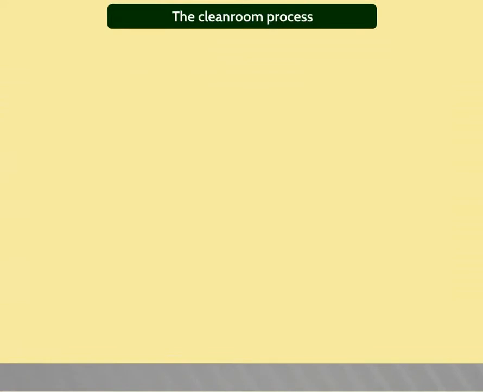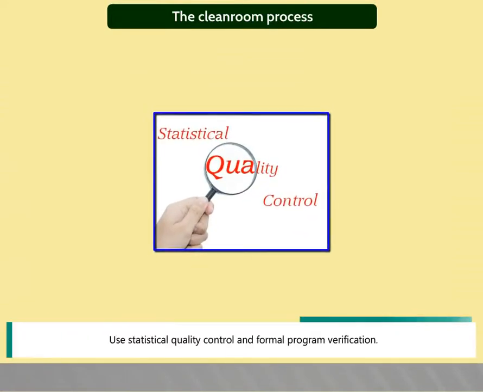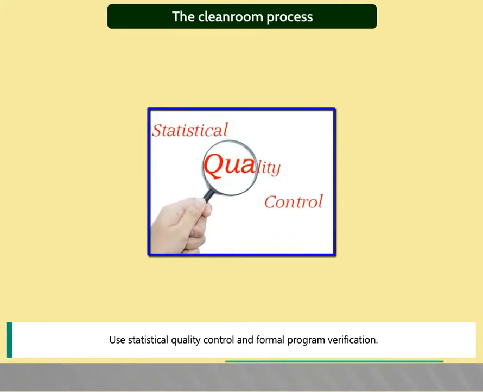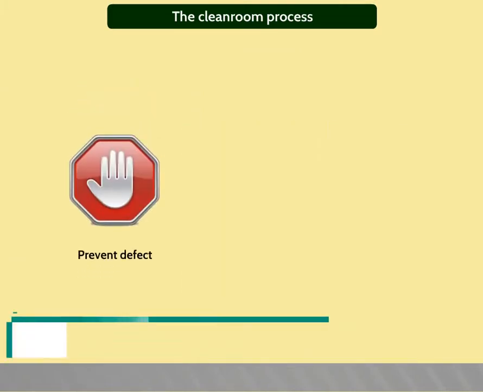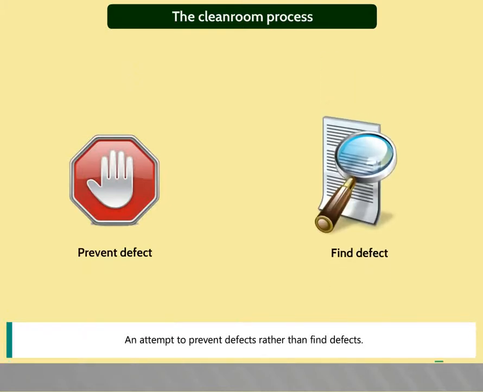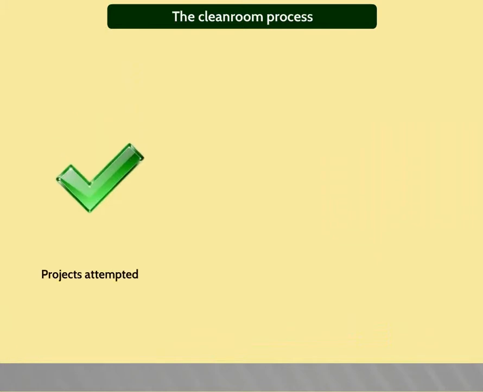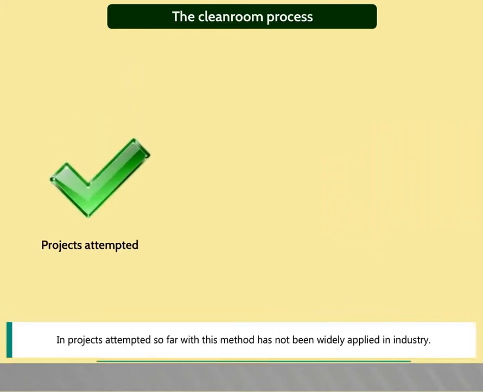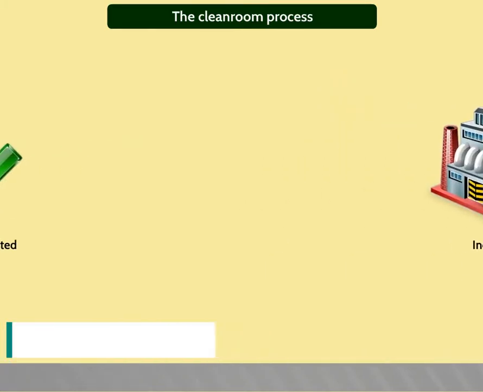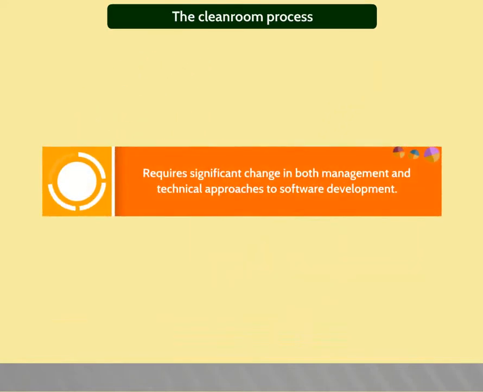The clean room process. Use statistical quality control and formal program verification. An attempt to prevent defects rather than find defects. In projects attempted so far with this method, it has not been widely applied in industry. It requires significant changes in both management and technical approaches to software development.